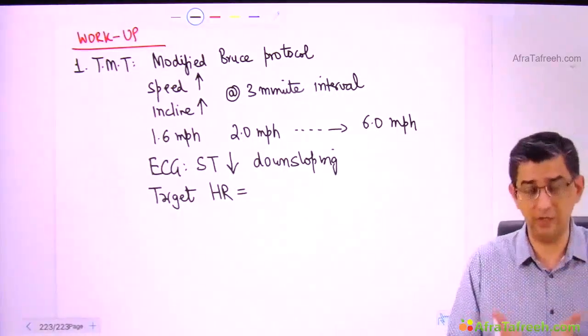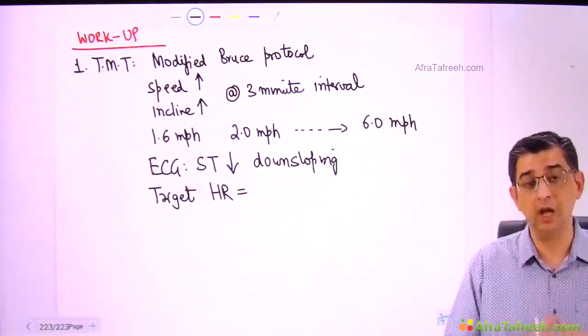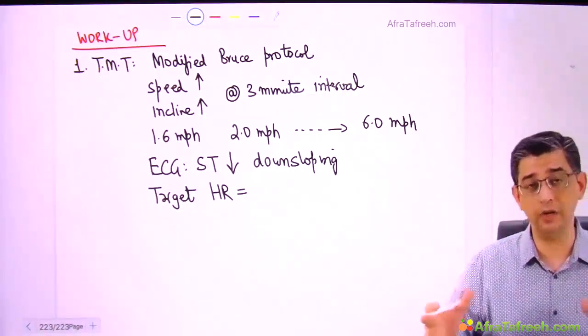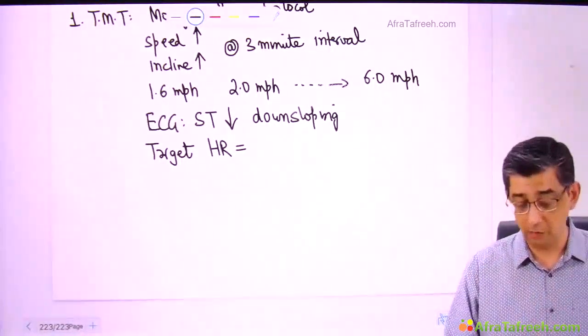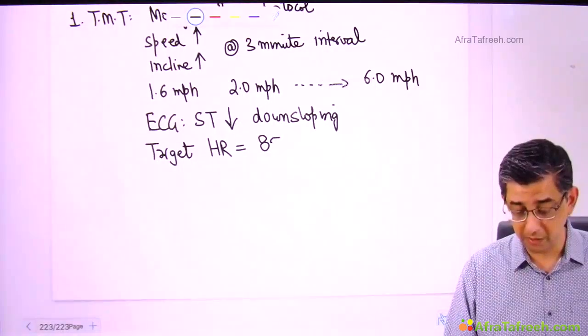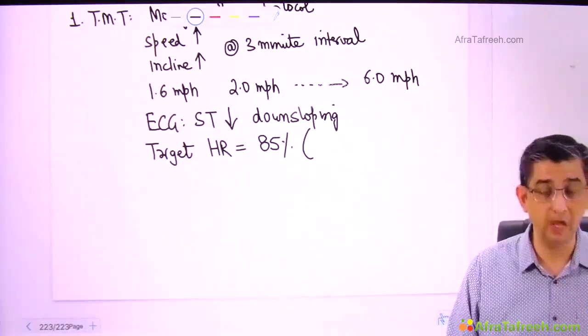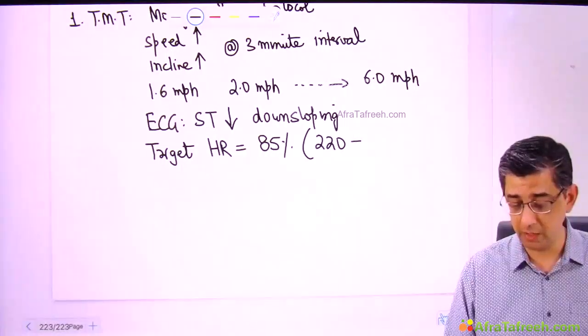The capacity of every individual can vary about how much you can walk or how much you can run. Our objective is not how long the patient can actually walk on the treadmill. Our objective is to attain the target heart rate. And what is the target heart rate? The formula for target heart rate is 85% of maximum possible physiologically. And what is the maximum heart rate possible physiologically? That is 220 minus age.